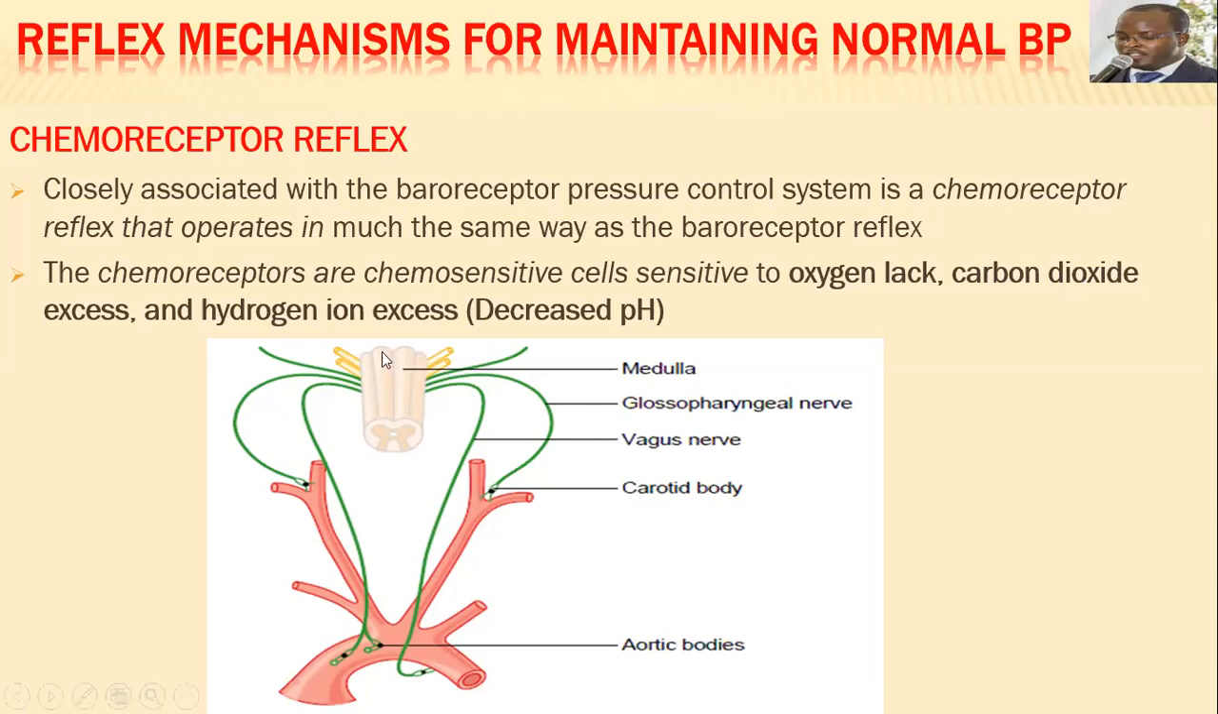So it will now stimulate the cardio acceleratory center. Then it's going to inhibit the cardio inhibitory center. So the heart rate is going to increase, then the cardiac output will increase, then the blood pressure will increase.